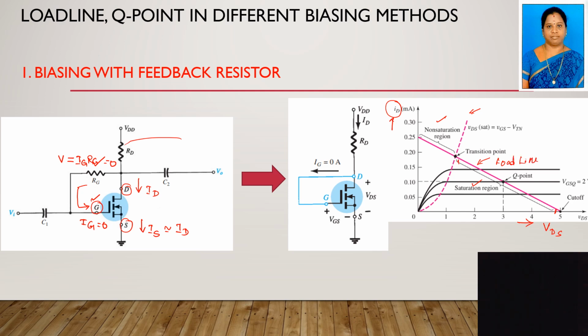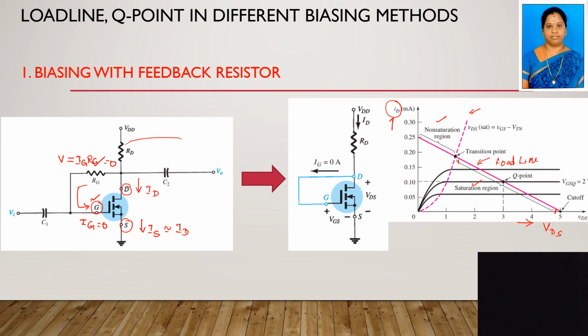Load line is a line drawn on the output characteristic of the transistor, here of the MOSFET. This load line will show where we have the saturation region and where we have the non-saturation region. After finding this load line, we have to locate the Q point.